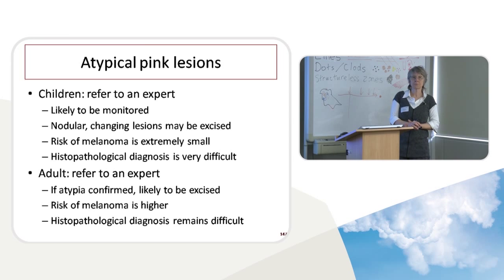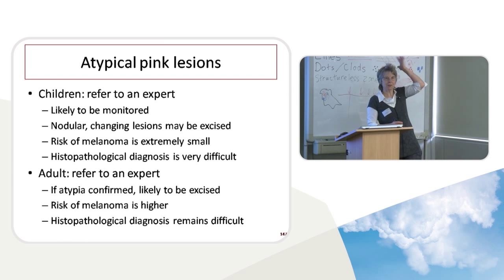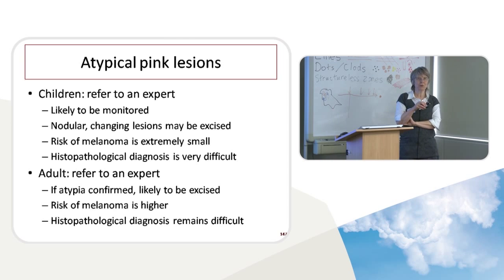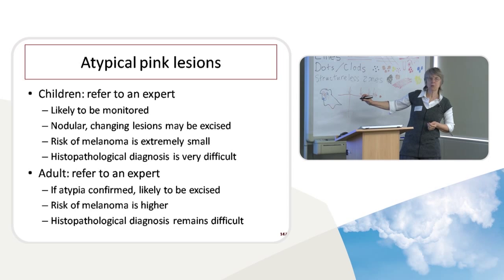What would be your typical pink lesions? Oh, benign melanocytic nevi in a pink person. Have we got any pink people here? Pink hair, you know, red hair, blue eyes, that kind. They have pink moles, so they're hugely common. Normal moles with no melanoma. Adults, we're more likely to cut it out, more likely to have melanoma, and it's still difficult pathologically.